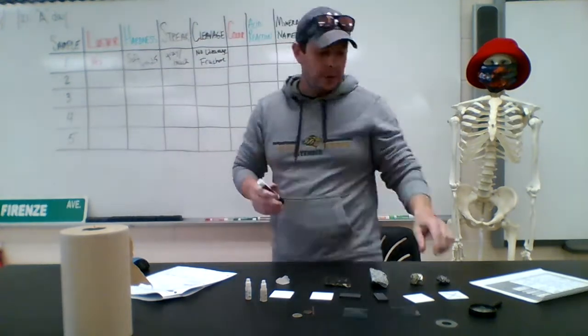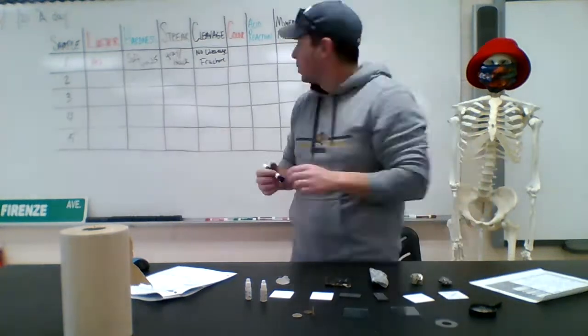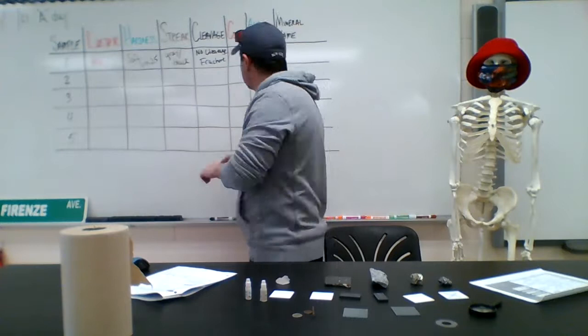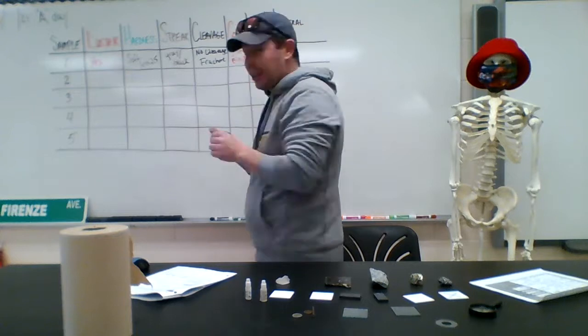Next, we have our color. Okay, we've already talked about the color. It's kind of a silvery black. So we're going to write down that it is a silvery black. I'll just write silver black.